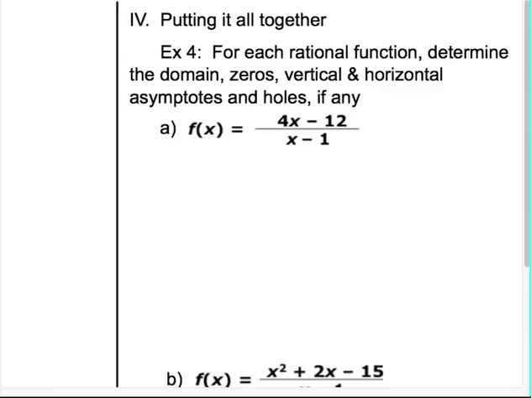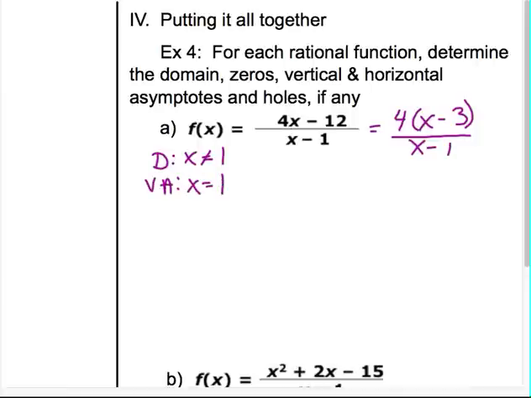And finally, we're going to put all of this information together. So start with the domain. Remember, our restricted domain is where the denominator is equal to 0. So in this case, x cannot equal +1. Now, we don't know yet if that's a vertical asymptote or a hole. So we're going to take a look at the numerator to see if it factors out. In my numerator, I can factor out 4. Since that x minus 1 is not a common factor, this will be a vertical asymptote.